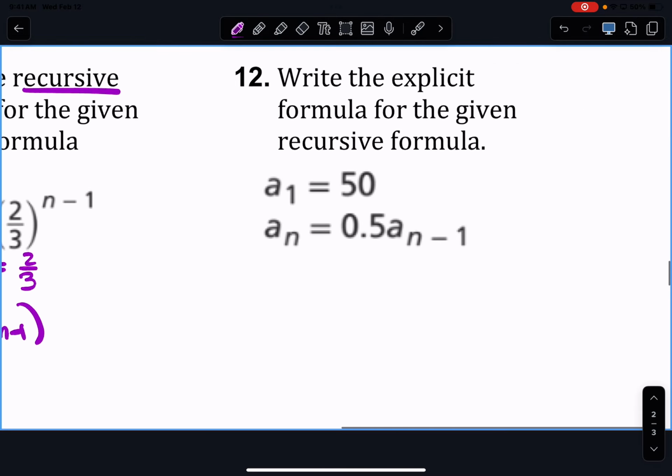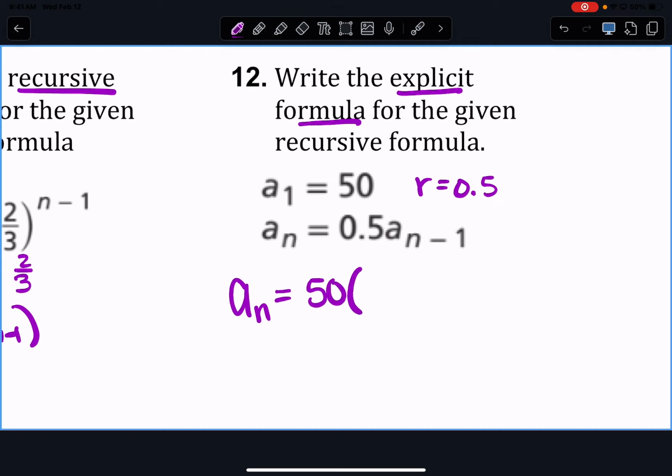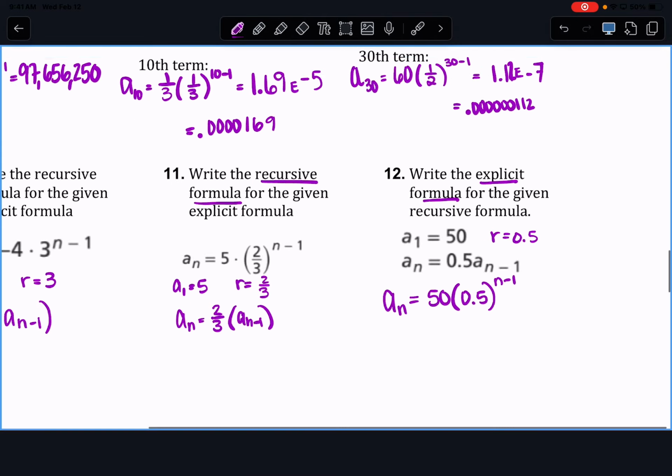Now, the last one. It gives us the recursive formula, and we have to write the explicit. Okay, so it already tells me A1. What is my ratio from that? 0.05. So now all I have to do is write my explicit. So I do what? There we go. Now that is all we gotta do for that.